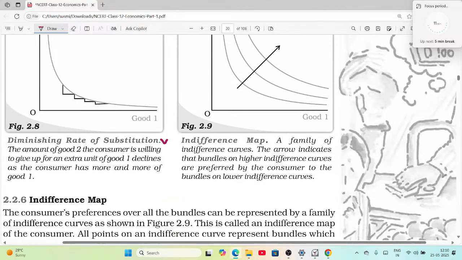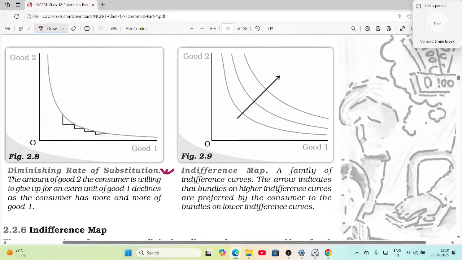Diminishing rate of substitution. The amount of good two the consumer is willing to give up for an additional unit of good one declines as the consumer has more and more units of good one.